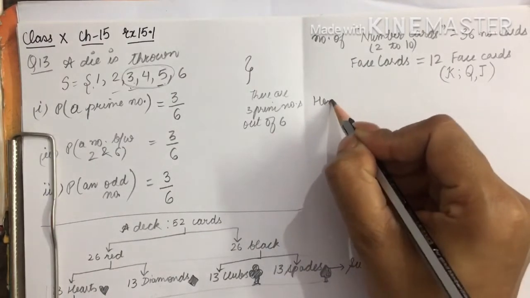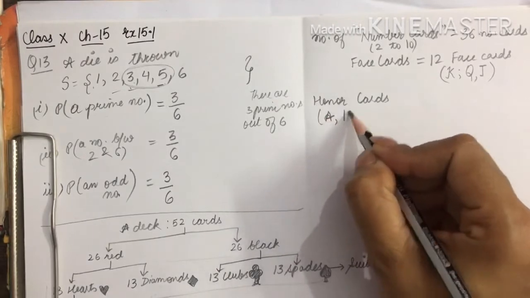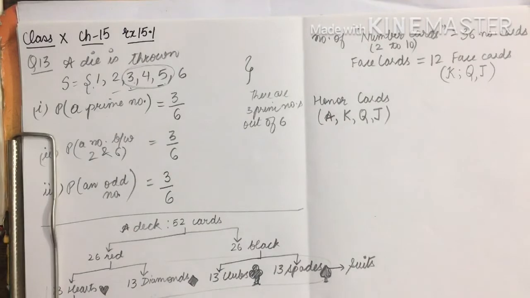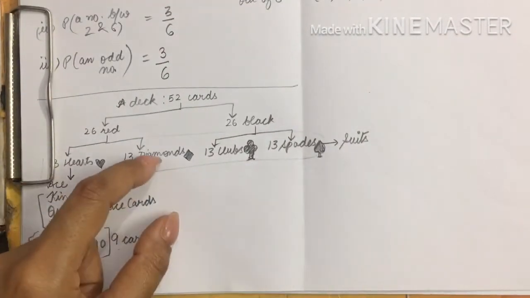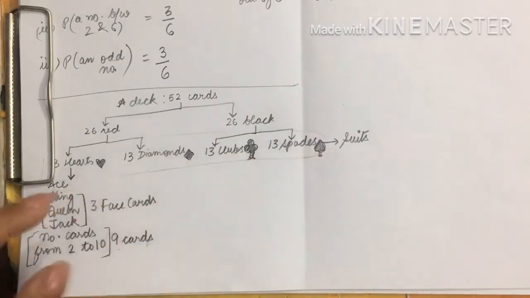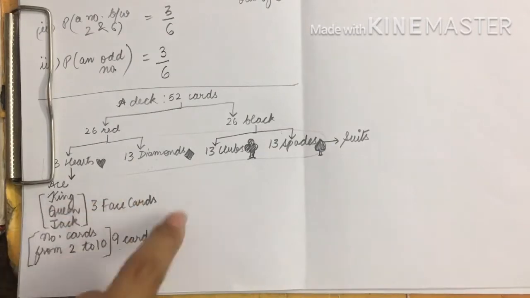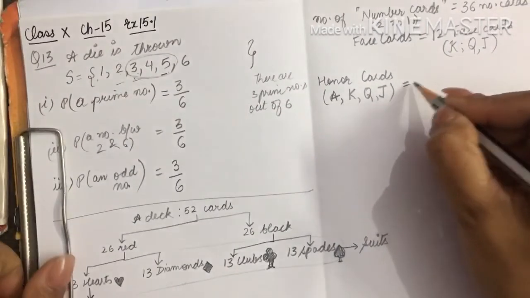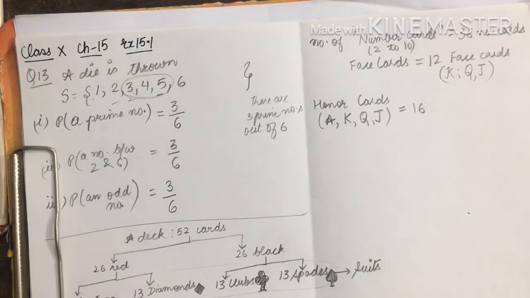After this we have honor cards. Honor cards are ace, king, queen and jack. These are the highest scoring cards. So 4 here, 4 here, 4 here, 4 here. So these 4 are present in all these suits. So 4 times 4 will be 16. So there will be 16 honor cards. Remember this so that we can use this in probability.